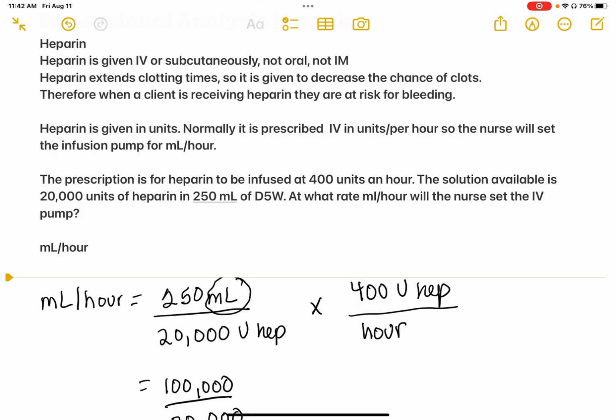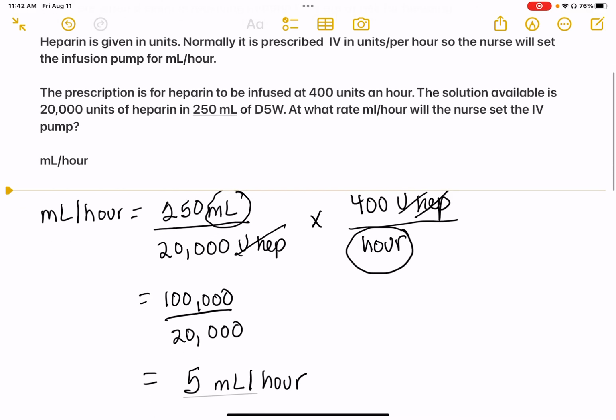And then we're trying to get rid of the unit. So we look in our problem. Once again, we have 400 units of heparin to go in an hour. And yes, we want hours, so we actually keep that, and then we can cancel out the units here. So you just want to do your math. 250 times 400 is going to give you 100,000. You're going to divide that by 20,000, and you're going to set that IV pump at 5 milliliters an hour.